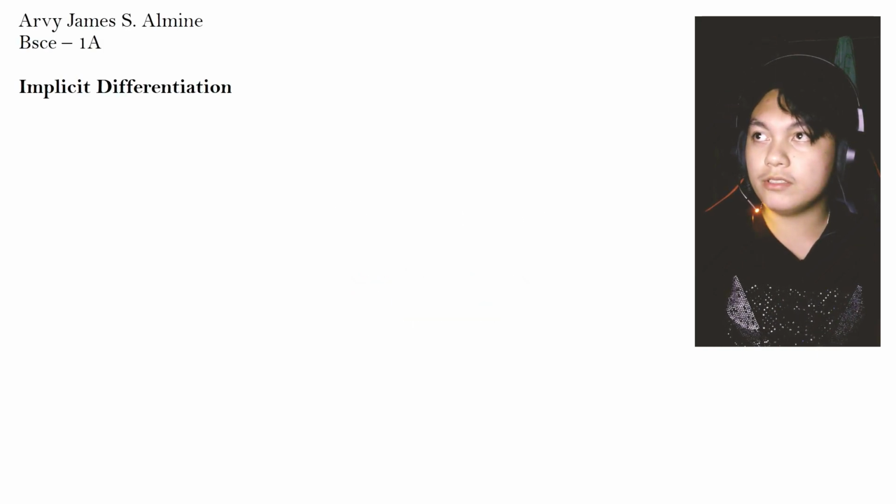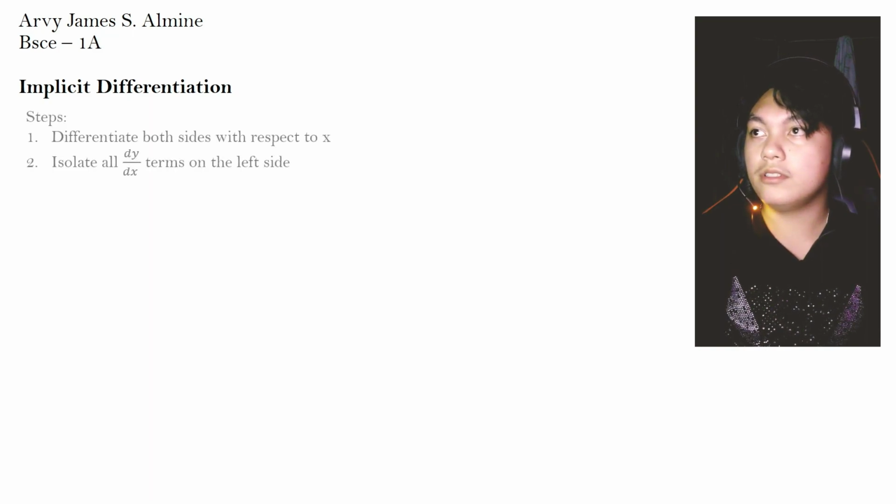The first one is implicit differentiation. There are two steps in solving implicit differentiation. First, differentiate both sides with respect to x. Second, isolate all dy over dx terms on the left side.